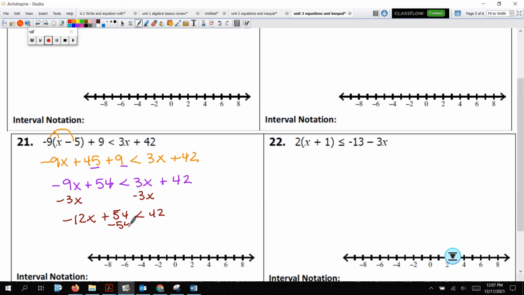Subtract 54 and get negative 12x is less than 12. I'm running out of space, so I'm going to write this up here. Negative 12x is less than 12. I need to divide by negative 12. When you divide by a negative, be sure to flip the symbol. Okay? The solution is x is greater than negative 1. Well, greater is an open circle at negative 1, and my solutions are pointing the same direction as my inequality symbol.